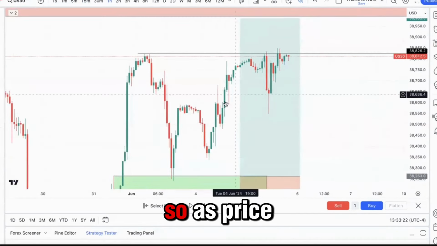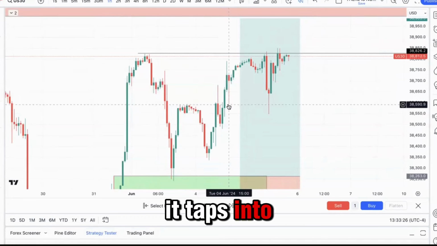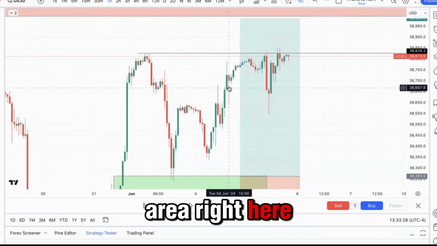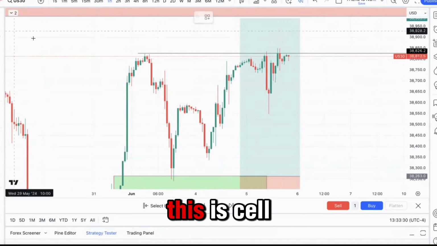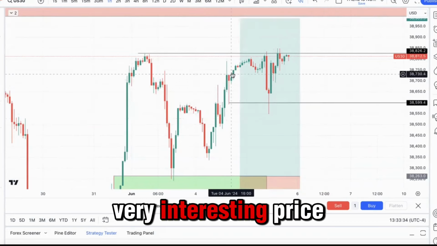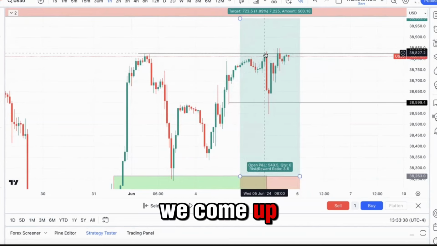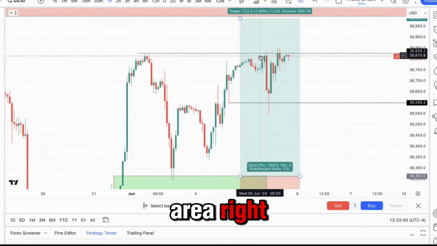So as price is climbing higher, right? It taps into this little area right here. Very interesting. This is sell side liquidity, so it left behind a low. Very interesting. Price goes up to this level, it pulls down a little bit, we come up, it hits the TP area, right?